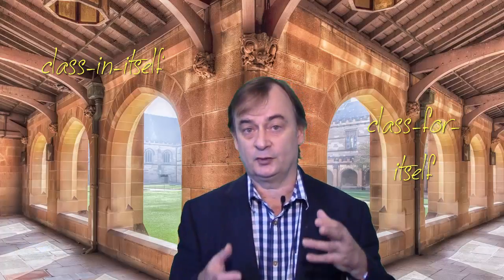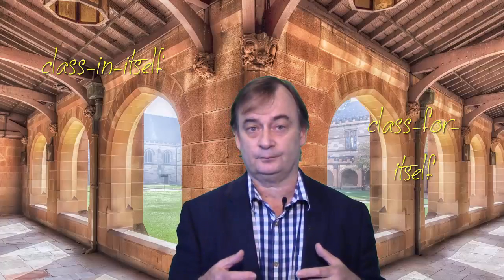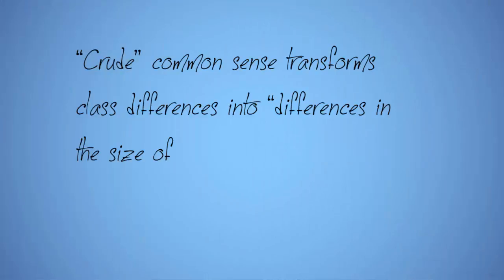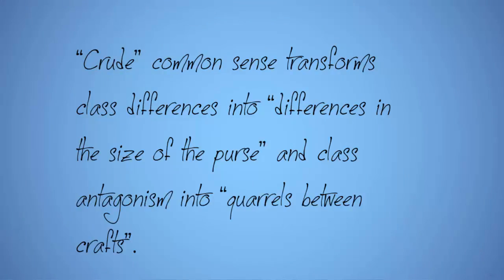However, it's important to remember the distinction that Marx made between a class in itself, where people are objectively in classes and class relationships, and a class for itself, where people are also subjectively conscious of their class position and interests and are able to mobilise to defend their interests. We can now see why Marx rejected the stratification concept of class over 160 years ago, when he wrote that crude common sense transforms class differences into differences in the size of the purse, and class antagonism into quarrels between crafts.